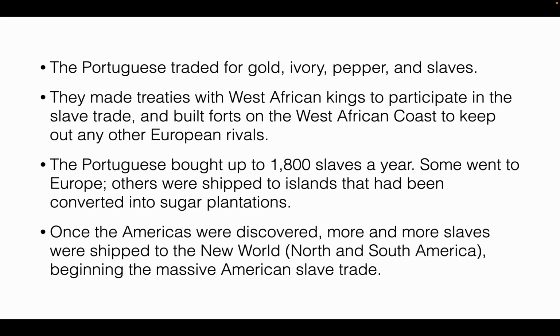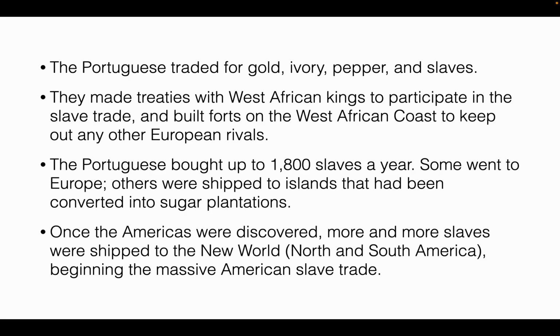They were trading for gold, for ivory, for pepper, and for enslaved people. They made a lot of treaties with West African kingdoms in order to participate in the slave trade. They built forts to keep out any other European rivals and to defend their interests in slavery. The Portuguese ended up bringing about 1,800 slaves a year into Europe and also into islands off the coast of West Africa that had been converted into sugar plantations, places like the Azores.